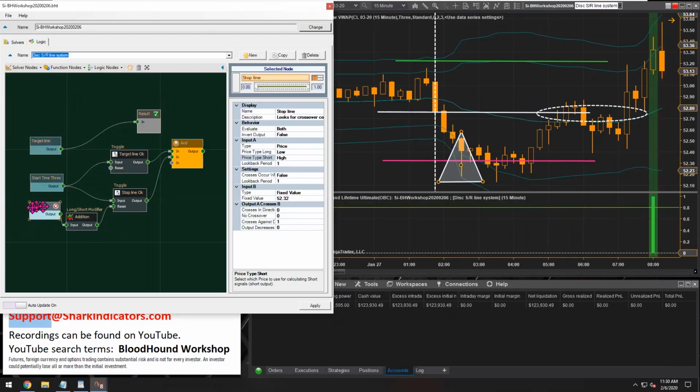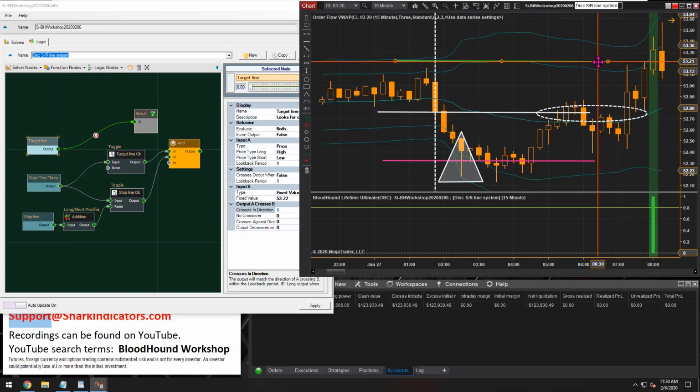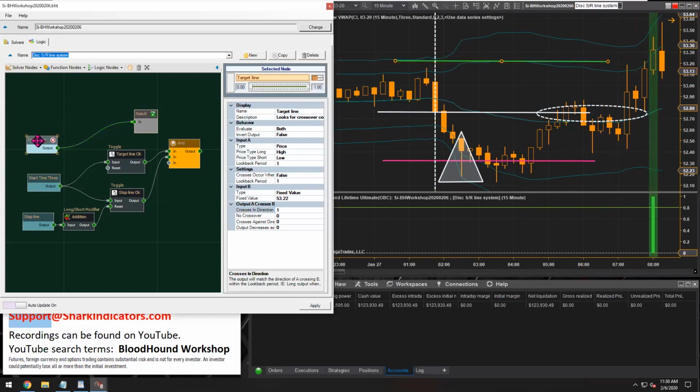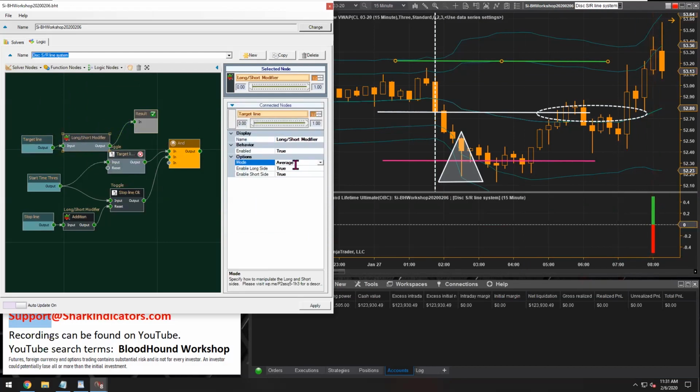And let's see, our other crossover solver here, yeah, we used crosses against. Actually, no, that's right. This one will use crosses in direction. So there we go. We had a long signal once price crossed our target line value. And again, we need another long short modifier node, and we're going to use addition mode.